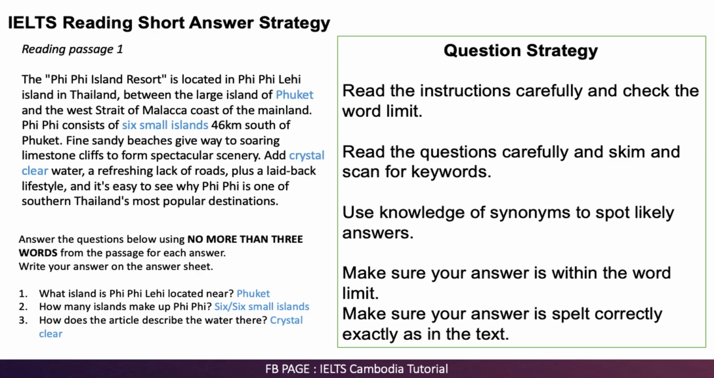So number 1, what island is Phi Phi Lay located near? And that is Phuket. How many islands make up Phi Phi? Either 6 or 6 small islands, remembering that I'm staying under the 3-word limit. How does the article describe the water there? Crystal clear. You can see that my answers are copied exactly with the correct spelling from the passage above.